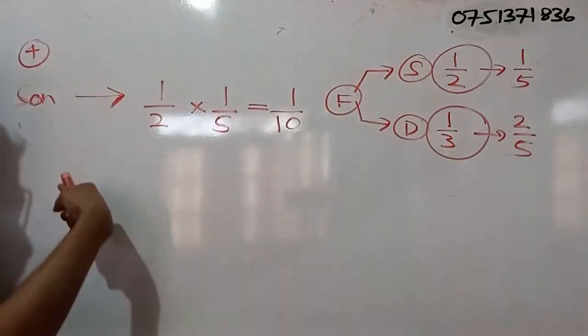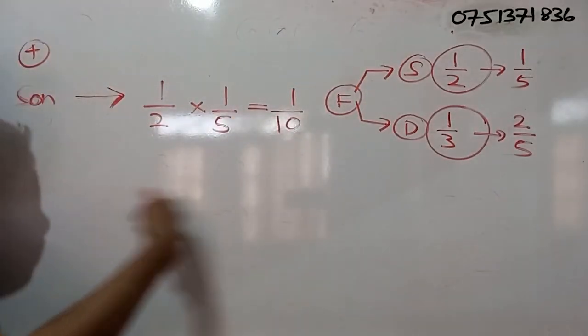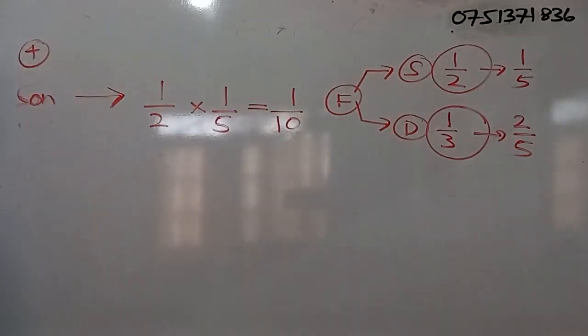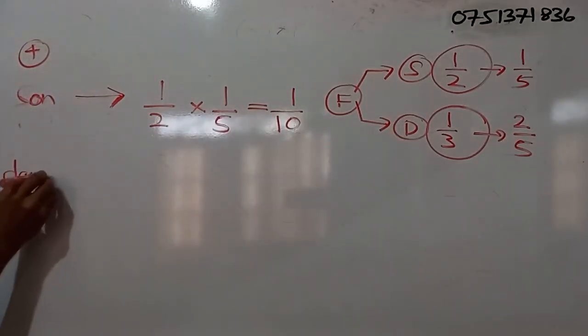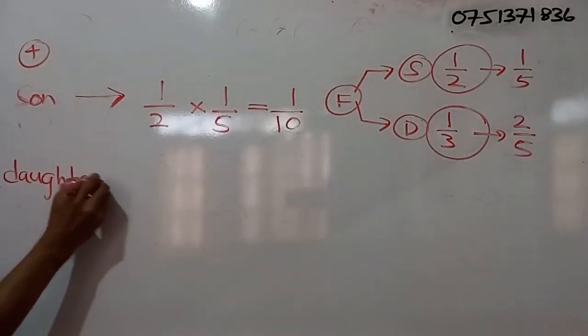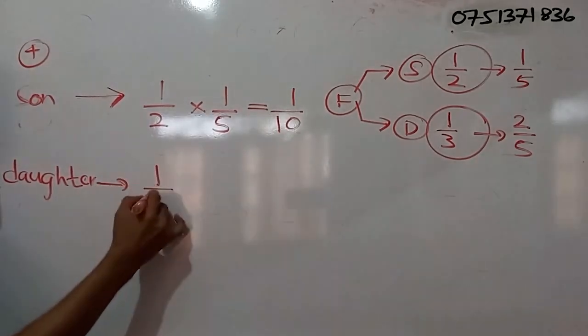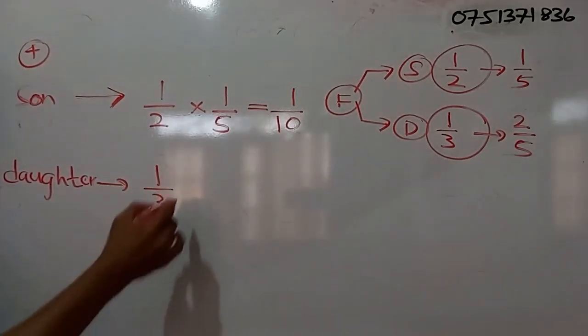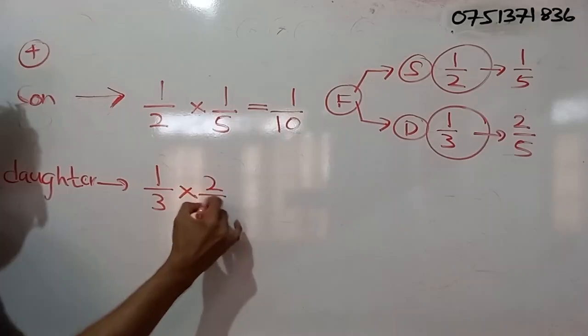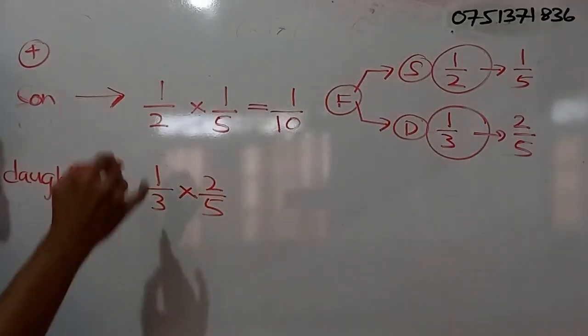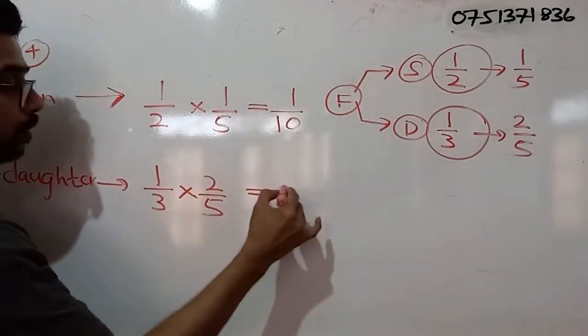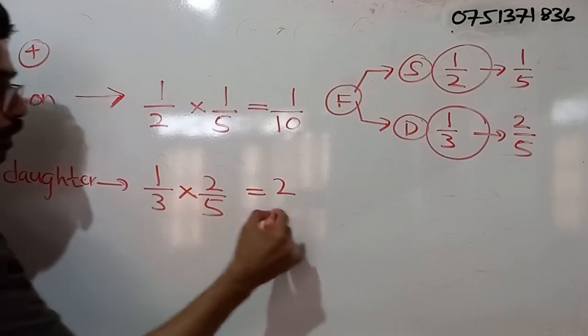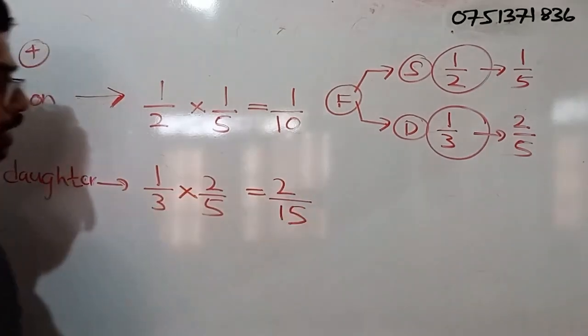So we have to do the same process regarding the daughter. Now the daughter: she received a third of the property. From that, she gave 2/5. So numerator into numerator, we know that is 2. Denominator into denominator, we know that is 15.